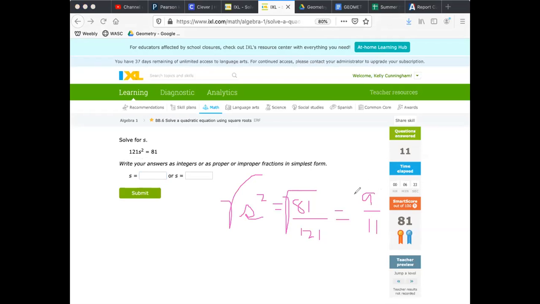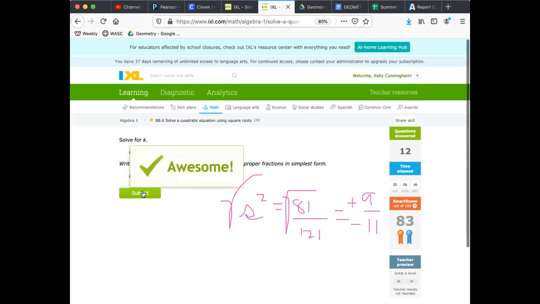And then even when you forget, they remind you, oh yeah, plus or minus. There's always 2 answers when you square root a non-negative number. Not a whole number, excuse me. We'll say a non-negative number. Okay, so 9/11ths and then negative 9/11ths. Okay, I just double checked my work.